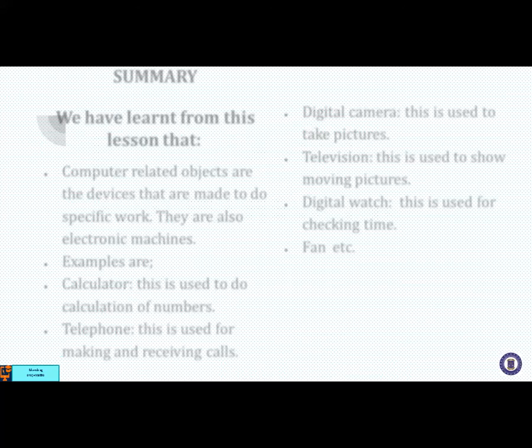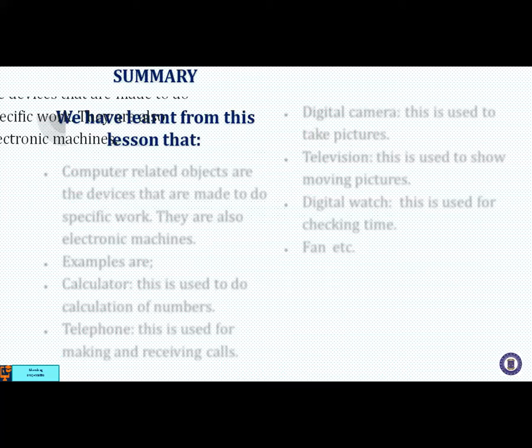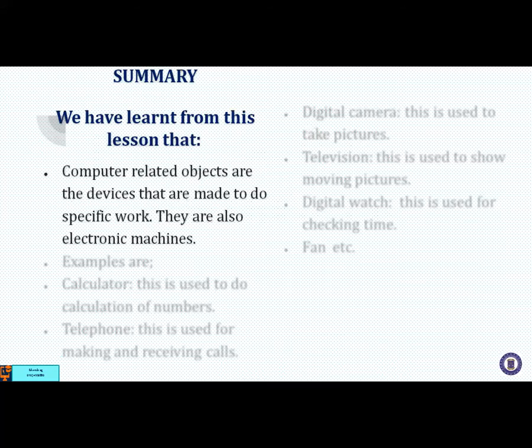So that is the end of our lesson today. But before I go, I will still talk about what we have learned today. We have learned from this lesson that computer-related objects are the devices that are made to do specific work or particular work at a time. They are also electronic machines because they use electricity to work.